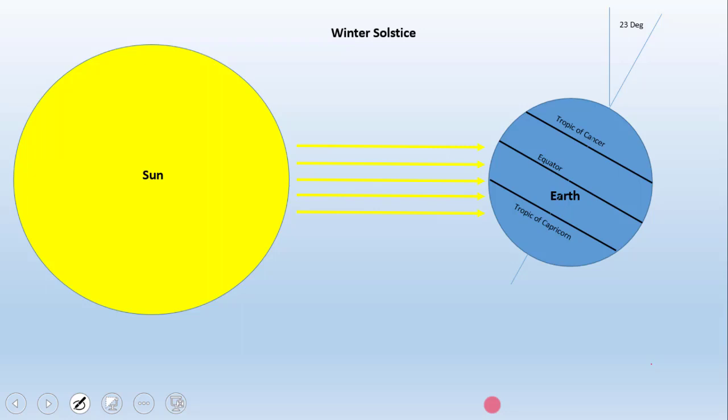Similarly, if it is the winter solstice, which is 21st December, then the Tropic of Capricorn is directly facing the sun. So if a person is standing at the Tropic of Capricorn, which is 23.5 degrees south of the equator, then at noon the sun will be right on top of his head.